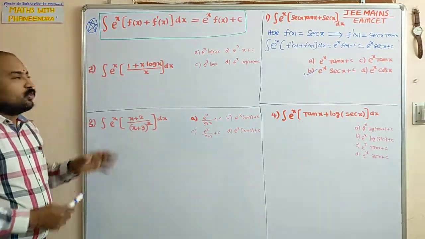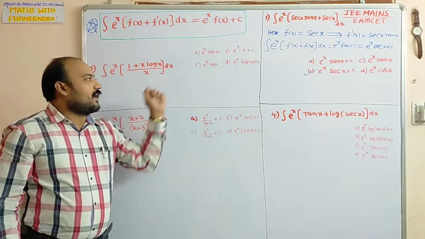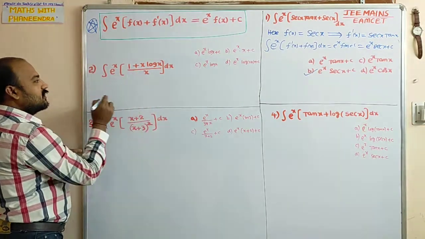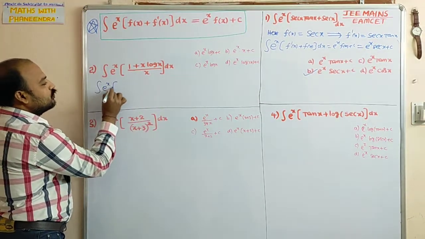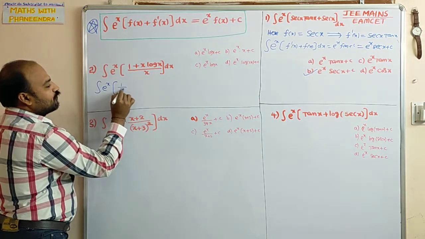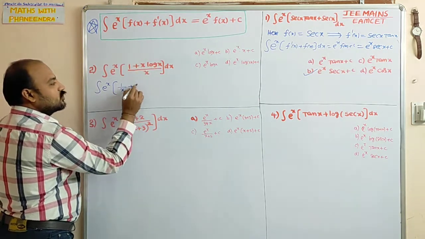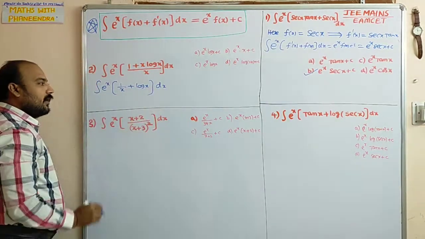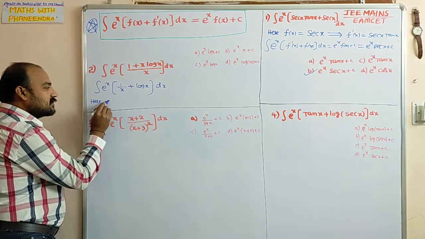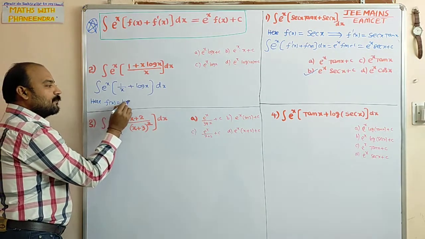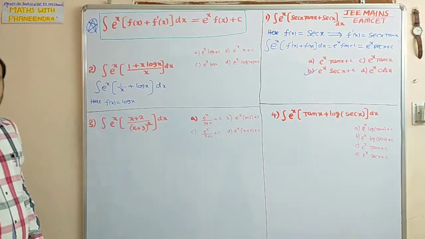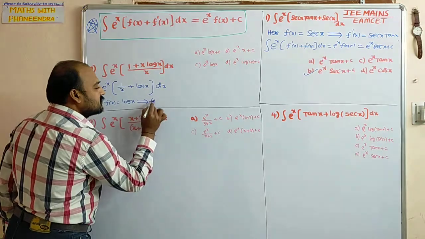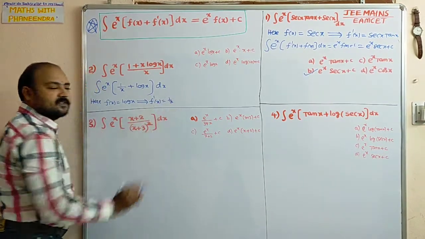Integral e power x into 1 plus x log x by x into dx. See here, split into two integrals first. Integral e power x into 1 by x plus x gets cancelled, log x only remaining, into dx. Now what is f of x, what is f dash of x? Among these two functions, log x and 1 by x, if you take log x as f of x, whose derivative is 1 by x, f dash of x is equal to 1 by x.